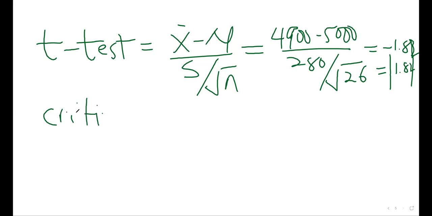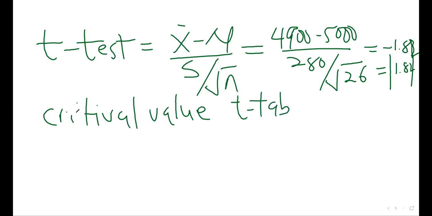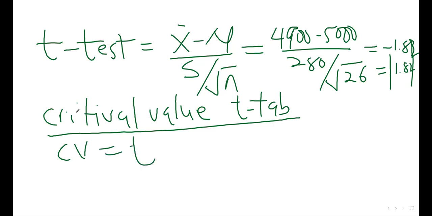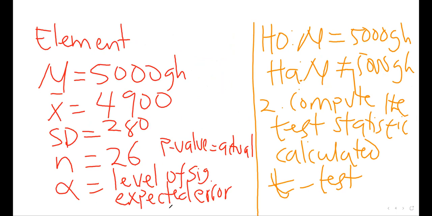A critical value is also known as the t-tabulated. T-tab, that's how I normally call it. Now it's a very simple thing. The critical value is given by t subscript alpha and then n minus one. Now the value of alpha, we ought to have gotten it here. We said it's a level of significance, and it can be 1%, 5%, 10%.